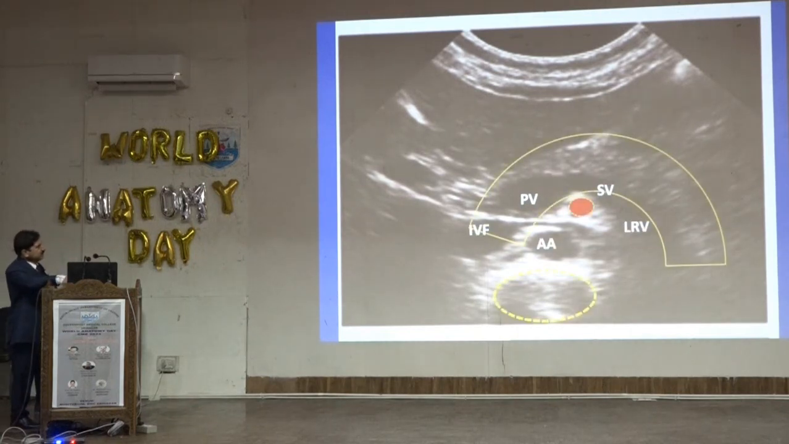So in this section you can see the superior mesenteric artery, the splenic vein draining into the portal vein, and we can see the abdominal aorta and inferior vena cava.